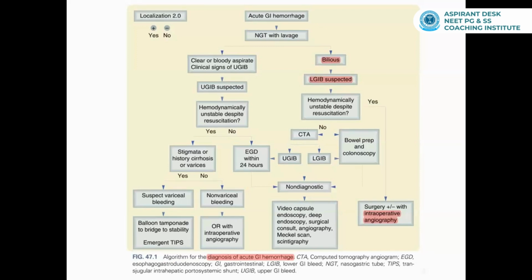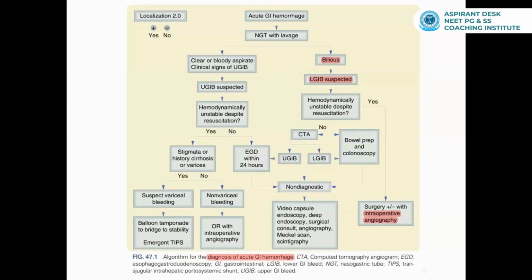These are the other modalities if esophagogastroduodenoscopy is non-diagnostic. If the aspirate is bilious, we are suspecting lower GI bleed. If the patient is hemodynamically unstable despite resuscitation, then go ahead with surgery plus or minus intraoperative angiography. That is the obvious one. The patient is unstable, go to the operating room with intraoperative angiography.